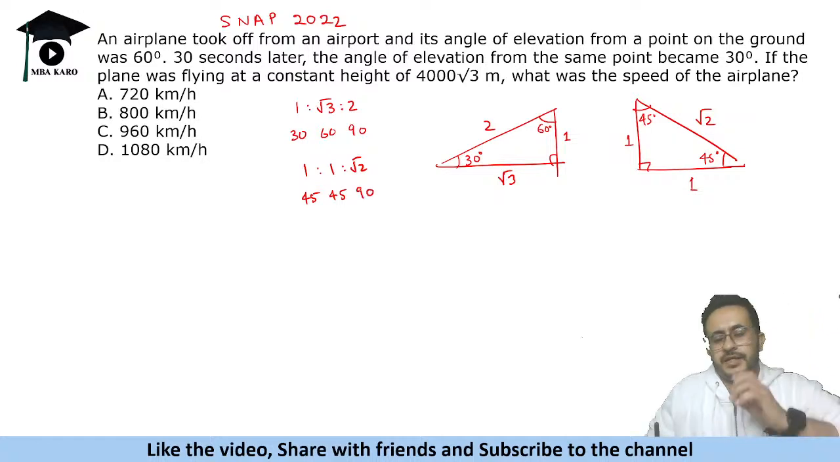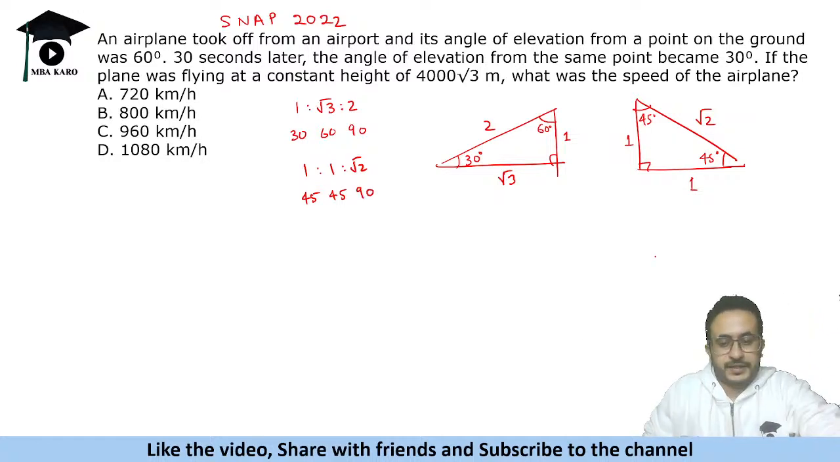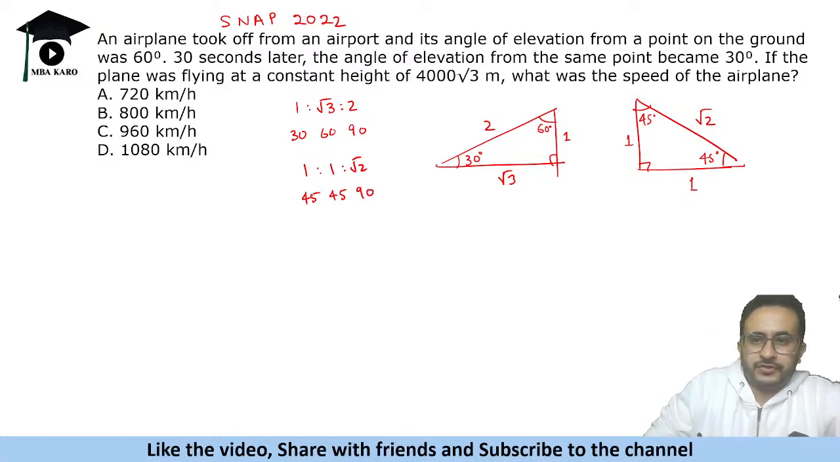Remember this thing, that will help you. Now we will draw this diagram. Okay, now this aeroplane is flying and the angle of elevation is 60 degree. 60 degree का angle बन रहा है पहले. It is at some height.